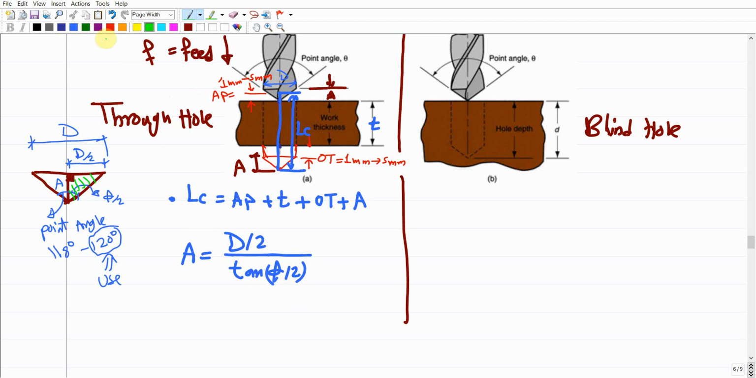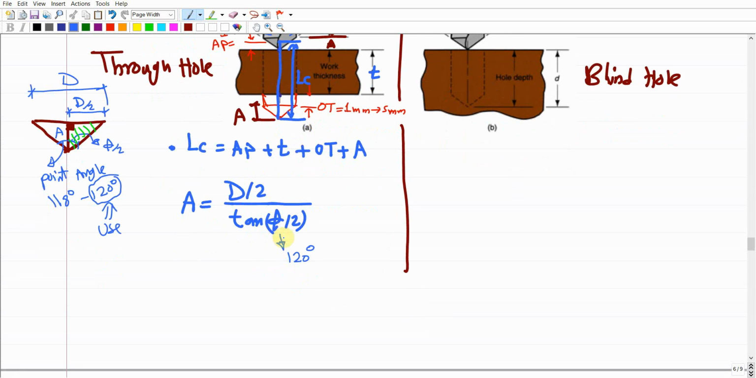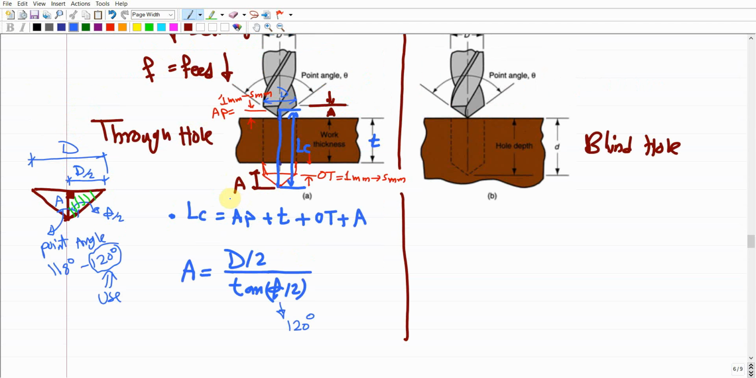And phi, as I mentioned, if it is not given, and in many of the cases it's not going to be given, you're going to deal with it as 120. It means that this is going to give us the tangent of 60 degrees, and D again is the twisted drill diameter, which is the same as the hole diameter. So you can simply calculate A and add it here to T.